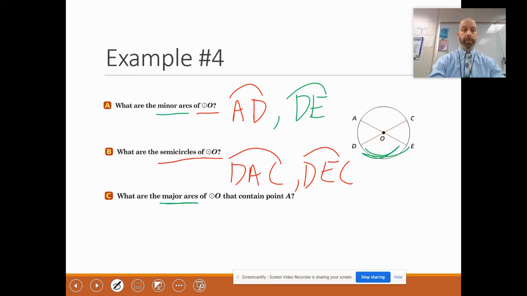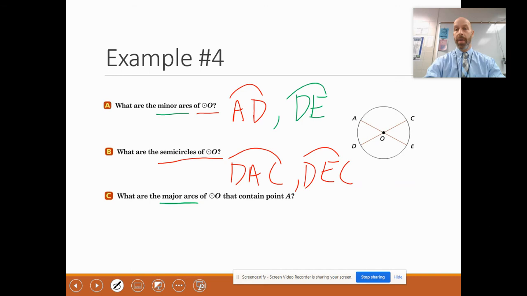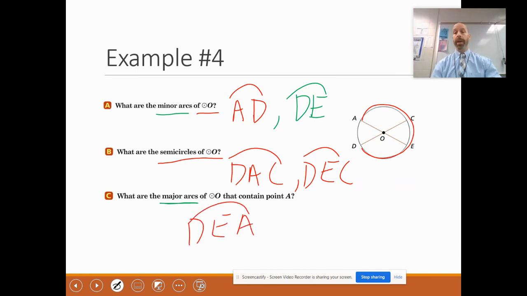So let's do another major arc. And a major arc, remember, has to be more than a semicircle. So a major arc might be, let's just give you one here. Let's go from here all the way around to there. That would be arc DEA. By the way, you could also call it arc DCA. That would be another equivalent name.